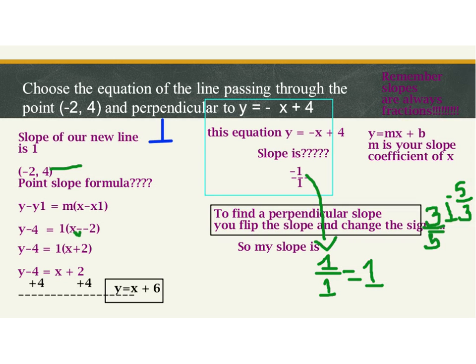It looks perpendicular. So that's one way to check to make sure the equations that you got are actually perpendicular. You could also find out if the equations are parallel. We talked about parallel earlier. If the slopes are the same, you can graph them and check it.